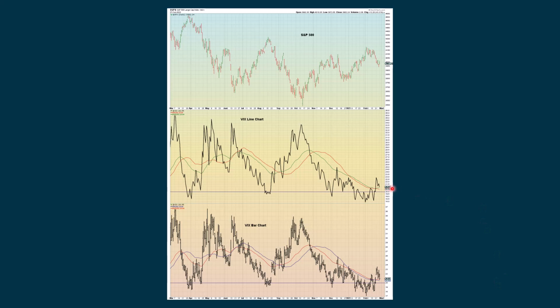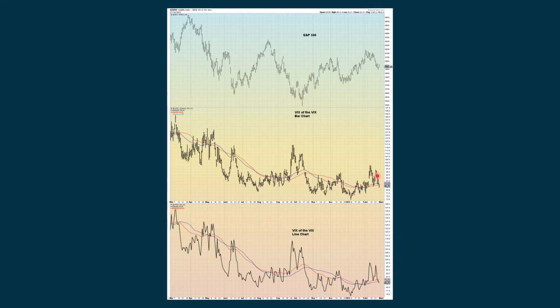Here is the VIX where we did decline with the up day on a closing basis, and the bar actually declined as well, but we're still above these moving averages on the bottom. That's just showing a little bit of pickup in fear, even though it was worn off slightly in Monday's session. The VIX of the VIX is also coming down, showing that there's a decrease in volatility of the VIX.